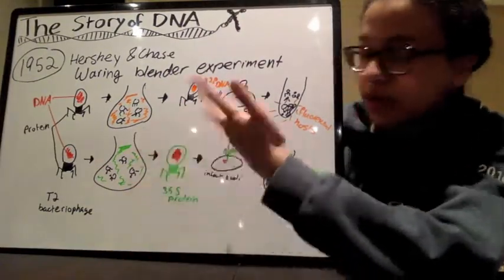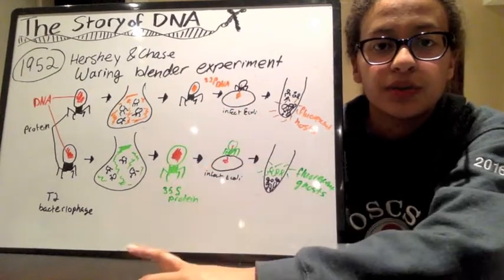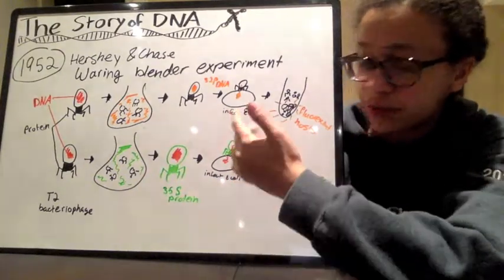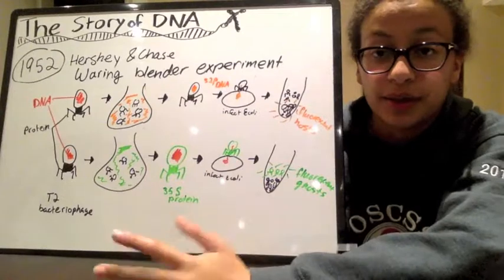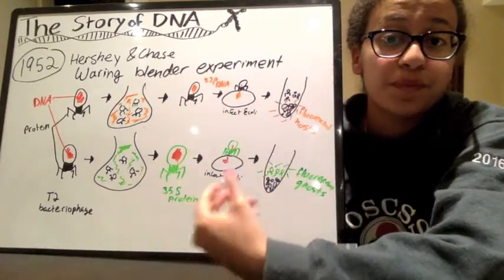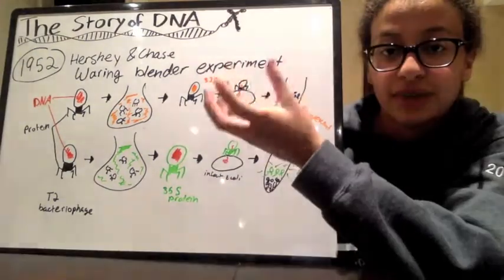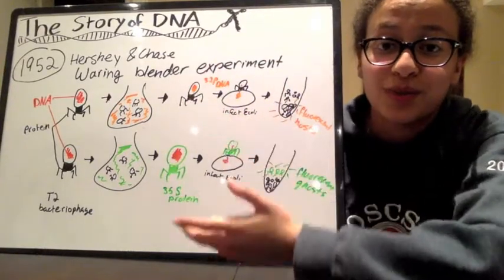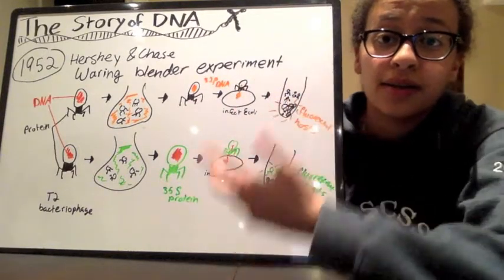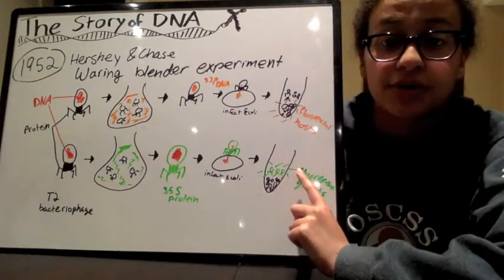So what happened is they let each group infect their E. coli, and then after that they used their Waring blender to separate the ghosts, which is just the virus after it got rid of its DNA. I mean, they didn't know it was DNA, but after it transmitted whatever it is that it transmits into E. coli, just that little empty bacteriophage is what we call the ghost. Then you have your infected cells, and they centrifuge that, and the heavier infected cells go at the bottom, and then at the top you just have your ghosts.